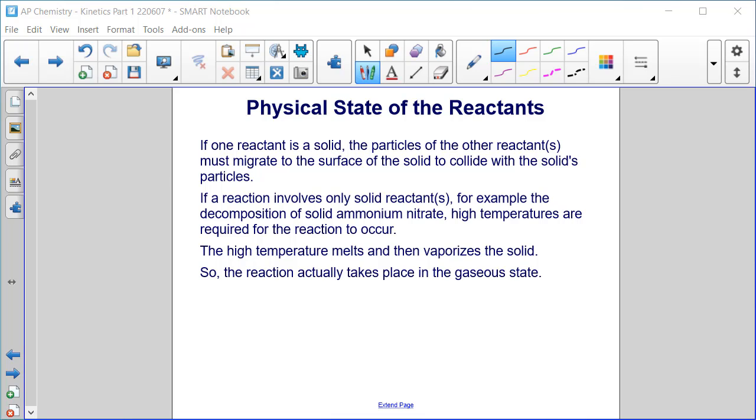If one reactant is a solid, the particles of the other reactant or reactants must migrate to the surface of the solid to collide with the solid's particles. If a reaction involves only solid reactants, for example, the decomposition of solid ammonium nitrate, high temperatures are required for the reaction to occur. The high temperature melts and then vaporizes the solid. So the reaction in that case actually takes place in the gaseous state.